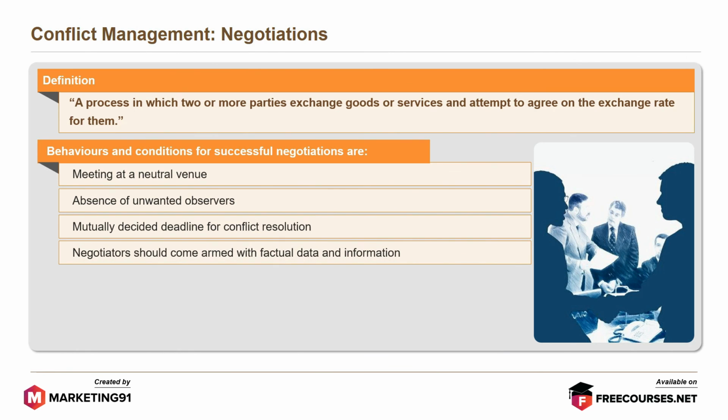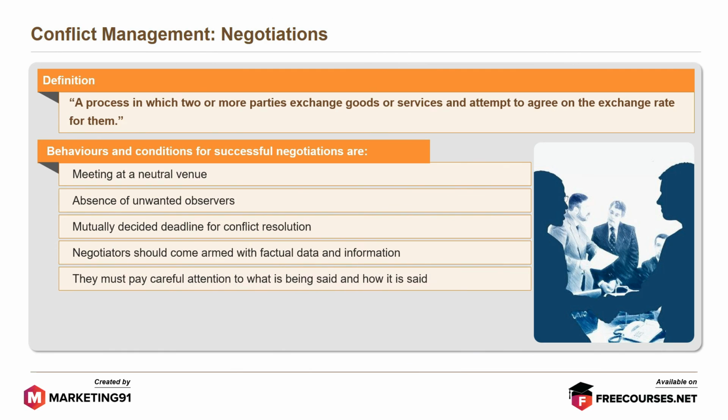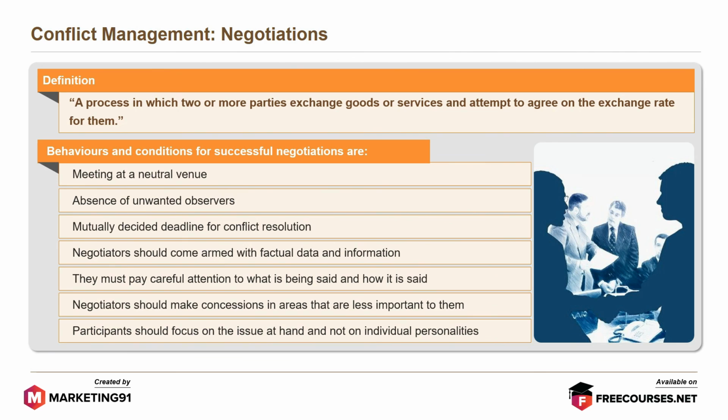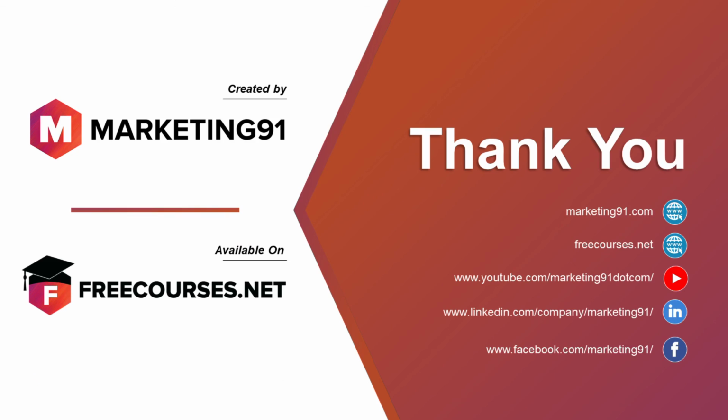Negotiators should come armed with factual data and information. They must pay careful attention to what is being said and how it is said. Negotiators should make concessions in areas that are less important to them. And lastly, participants should focus on the issue at hand and not on individual personalities.